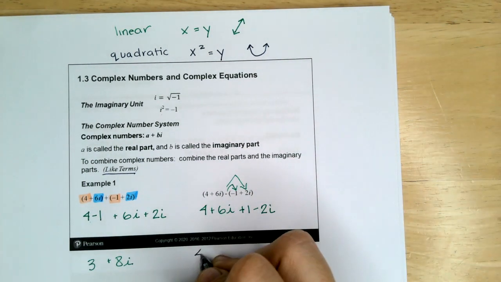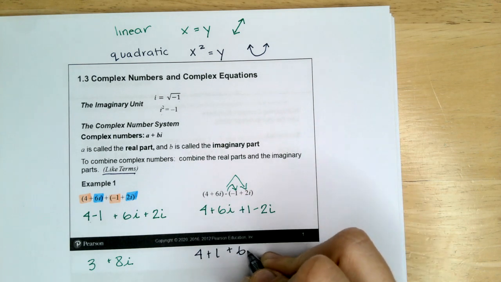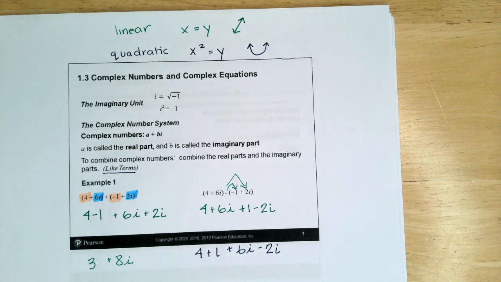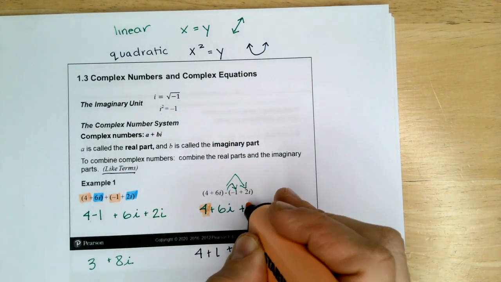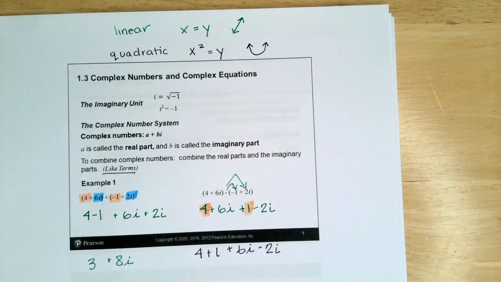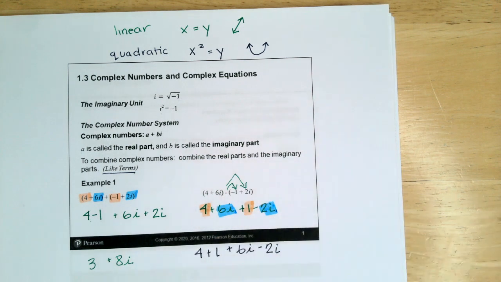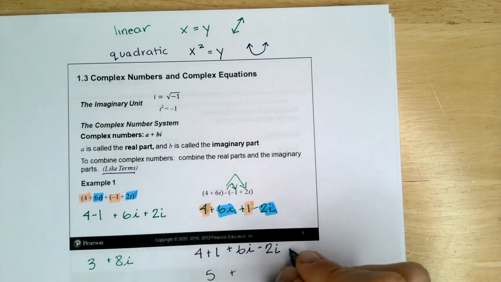4 and 1, and 6 minus 2. So I'm combining the like terms. We have the real parts, 4 and 1, and we have the imaginary parts, 6 and negative 2. 4 and 1 become 5. 6 and negative 2 become 4i.